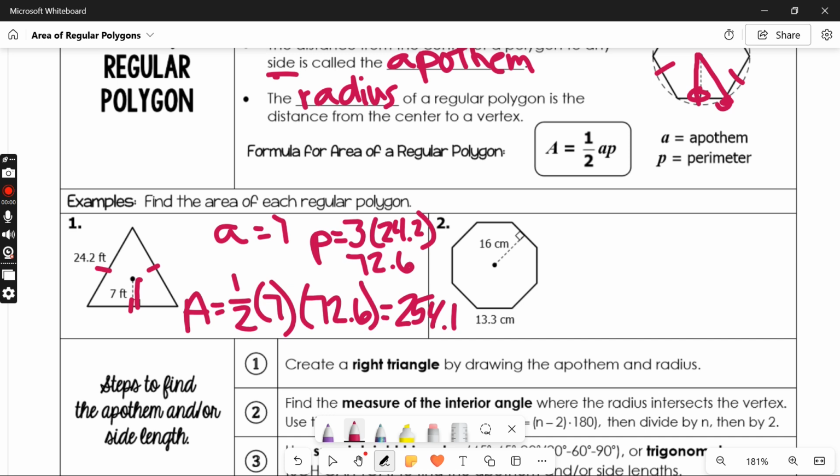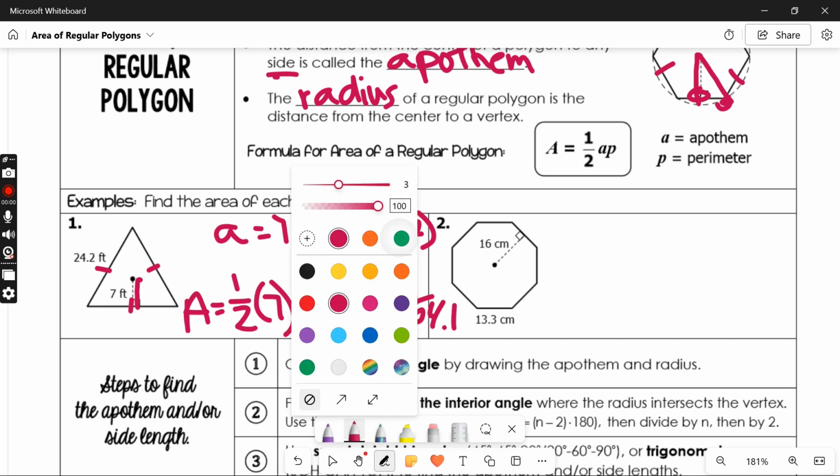All right, so number 2 is going to be set up very similarly. So pause it, try it, check with your group members, see if they're getting the same thing, and then come back and see if we got the same answer.